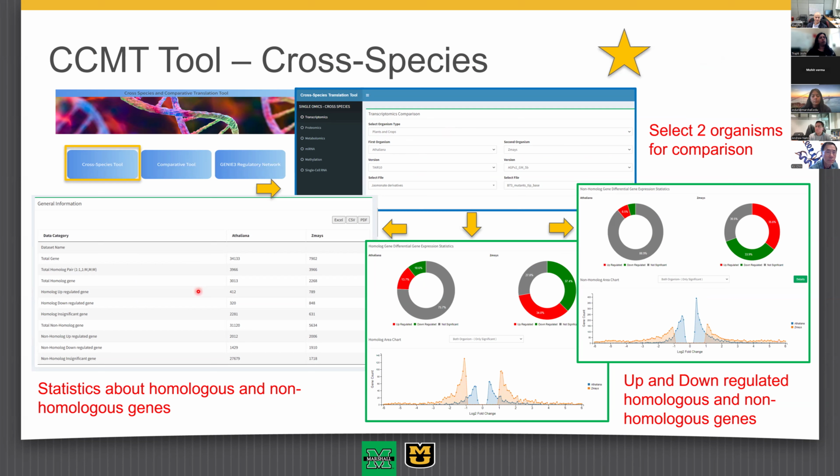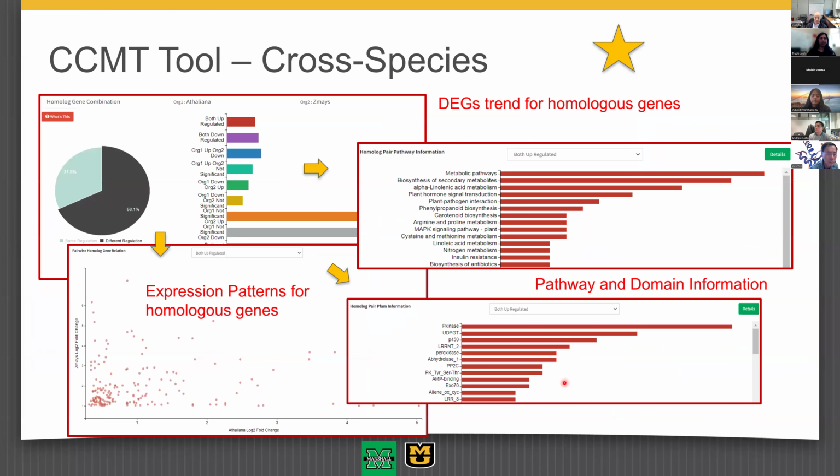It'll tell you how many are homologs, how many are upregulated, downregulated, so forth, the ones that are non-homologs. And then it'll show you a distribution between them in terms of how many are up or down regulated, or you can click on them to do a further deeper dive.